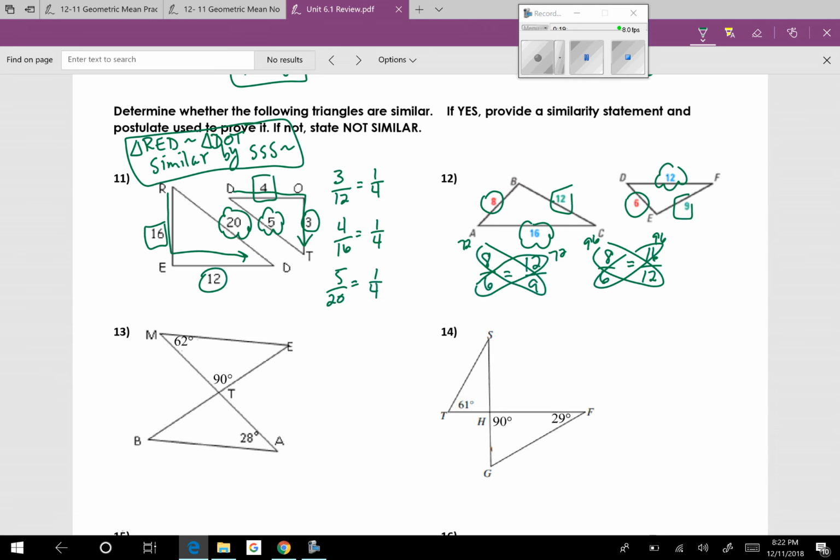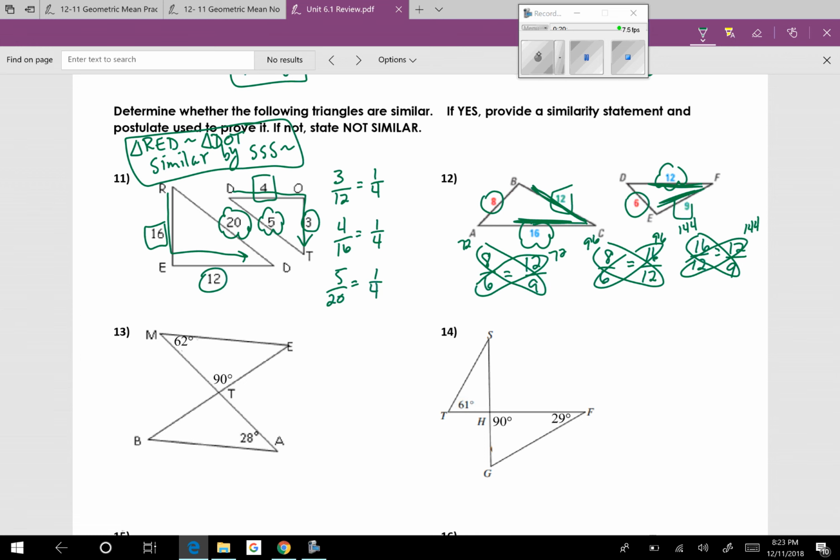Okay, and then now we have to make the last comparison. We got to compare this side here, BC, with AC. So that is EF with FE. So we'll do 16 to 12. And we compare that to 12 to 9. So 12 times 12 is 144. And 16 times 9 is also 144. So these are similar.